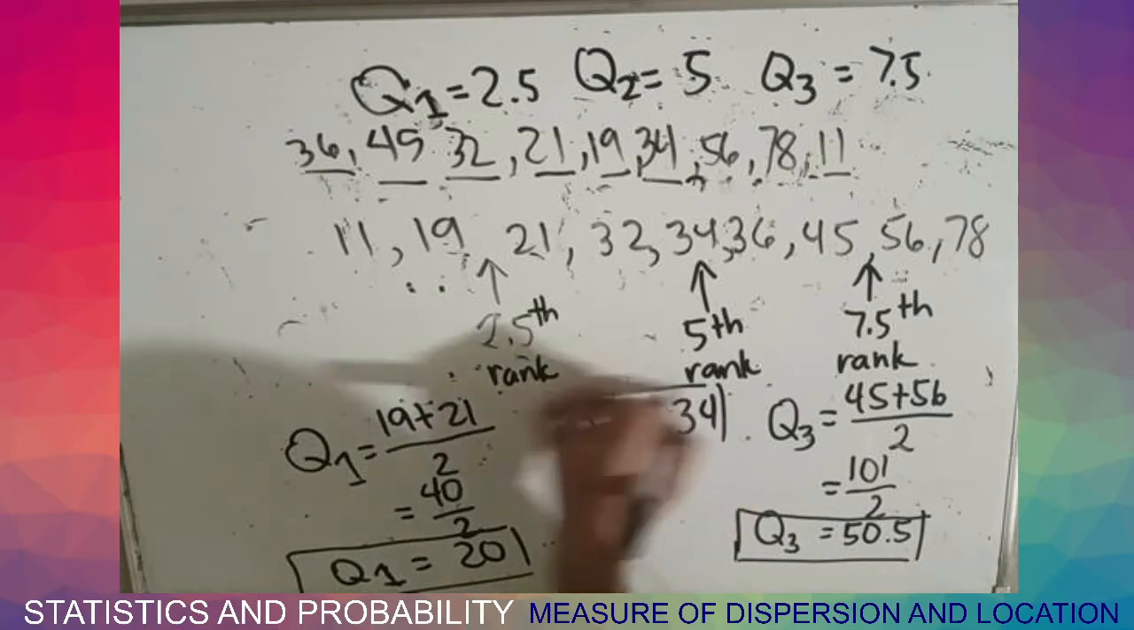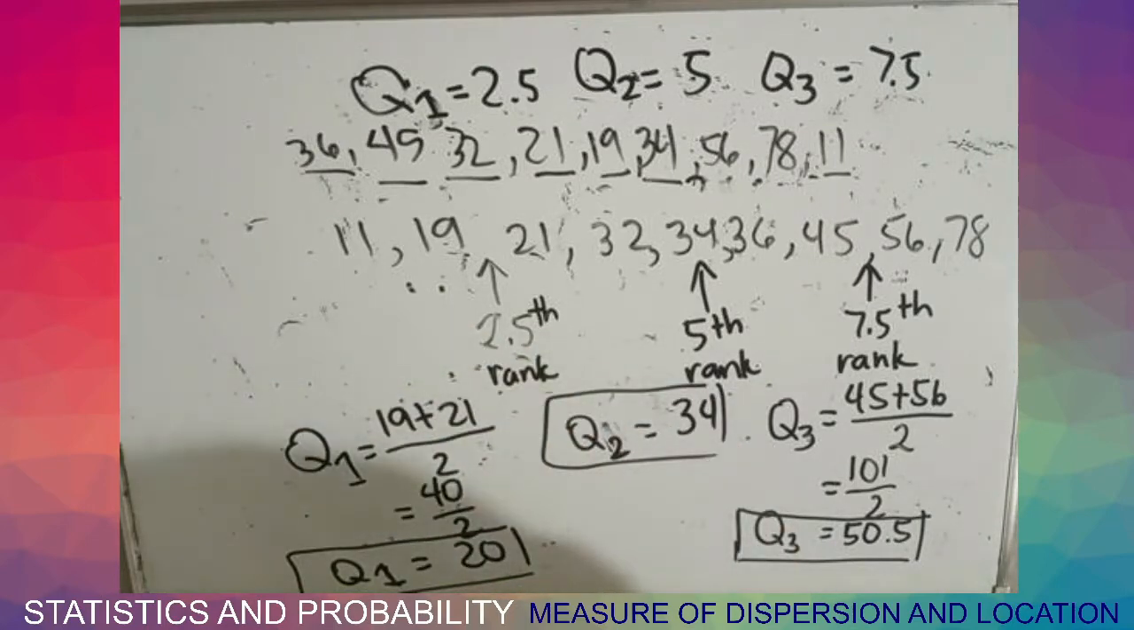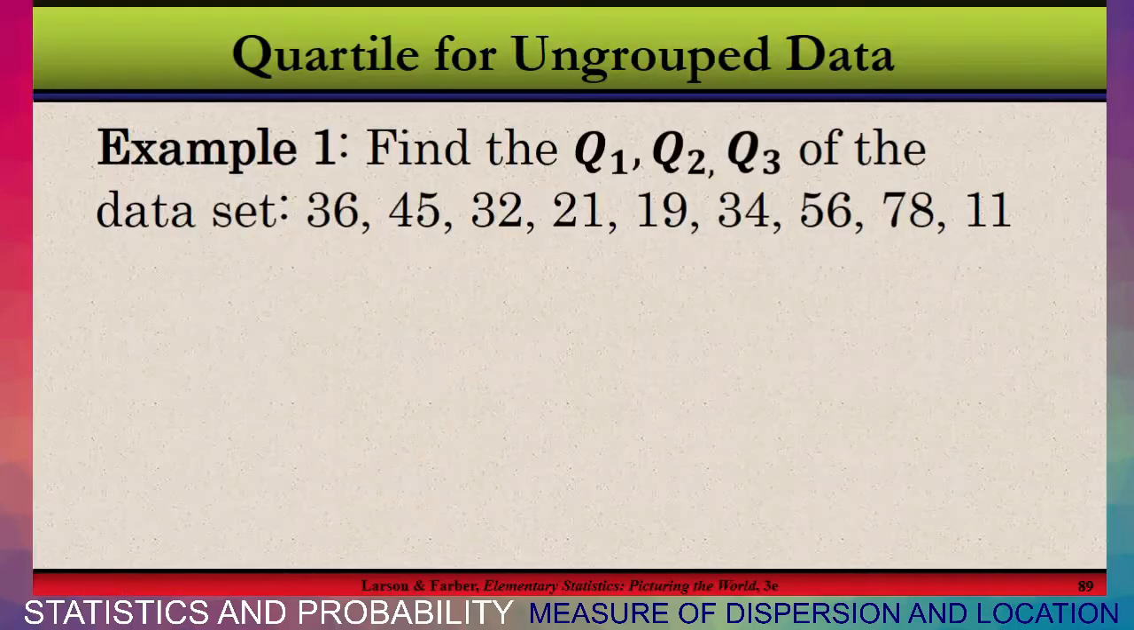So, meron na tayong nakuha. Therefore, the quartiles are 20, 34, and 50.5. Tatlo, since yung ating problem ay tatlong kinukuha: Q sub 1, Q sub 2, Q sub 3. Okay. So, naintindihan yung example natin sa quartile for ungrouped data.